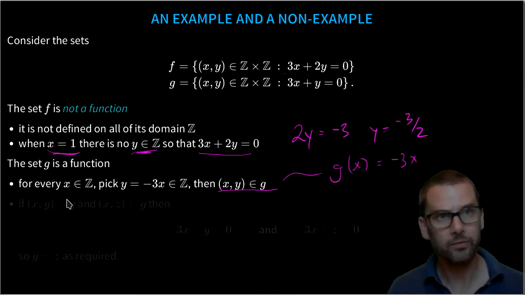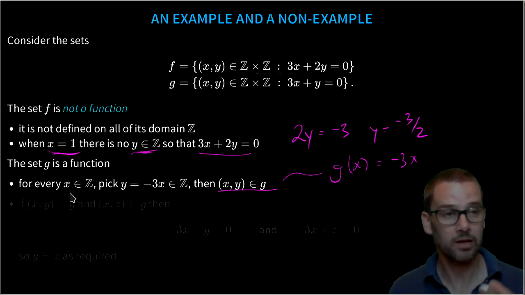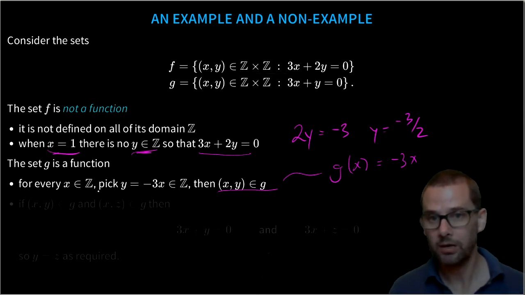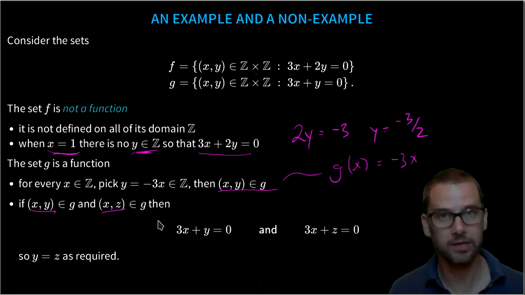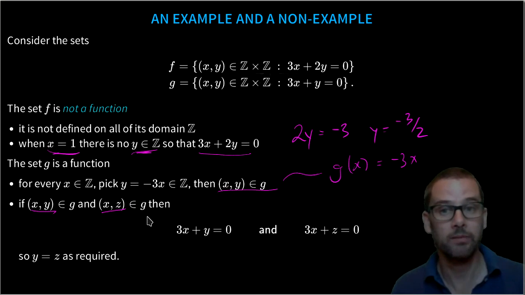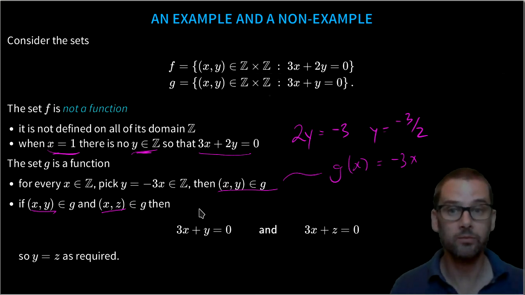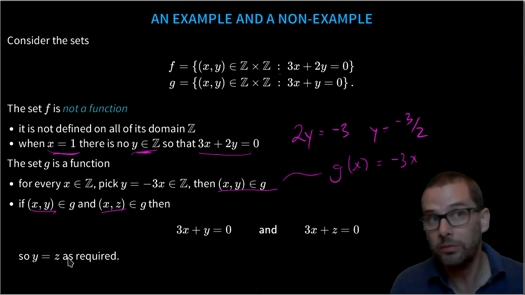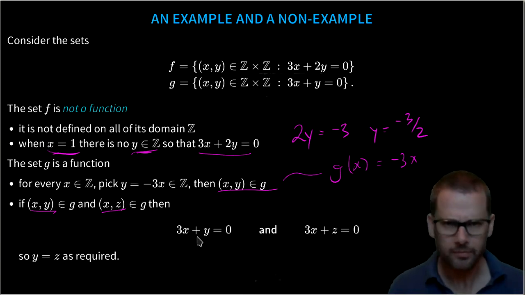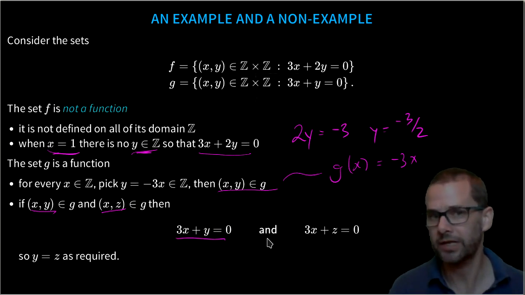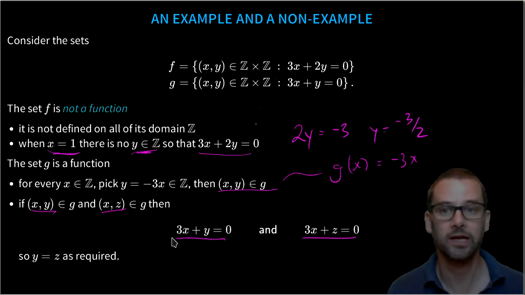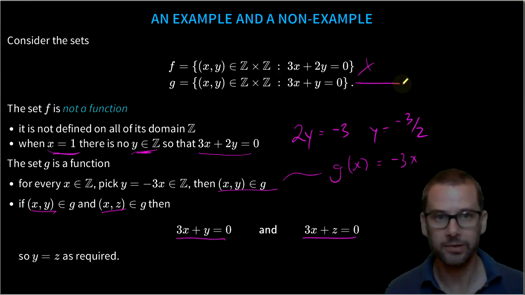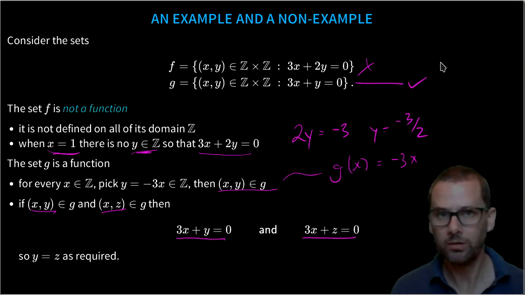Okay? Further, we can check that a given input only has a single output by saying, right, well, if (x, y) is in G and (x, z) is in G, that is, if we put in x and we get y, and later on we come back and we put in x and we get z, then we need to verify that y equals z, that those two outputs are actually the same. And we see that 3x plus y has to satisfy that, 3x plus z has to satisfy that, and so we can take the difference of these two equations to get y equals z as required. And so this is not a function, but this one is a function. Okay, let's stop there.